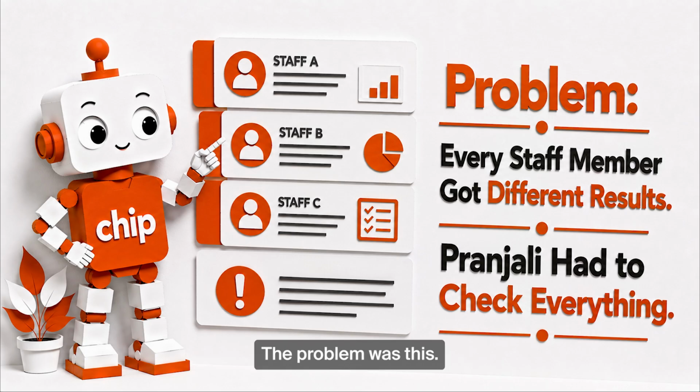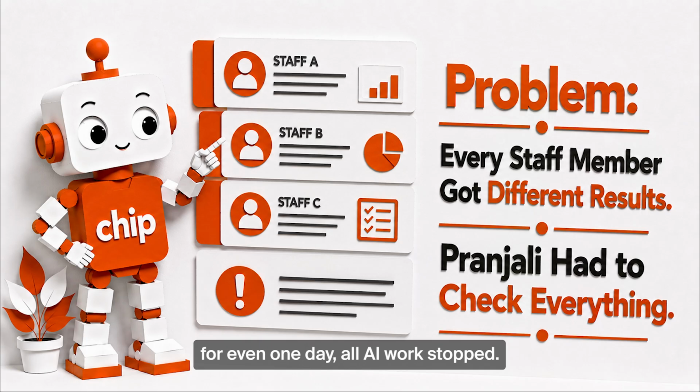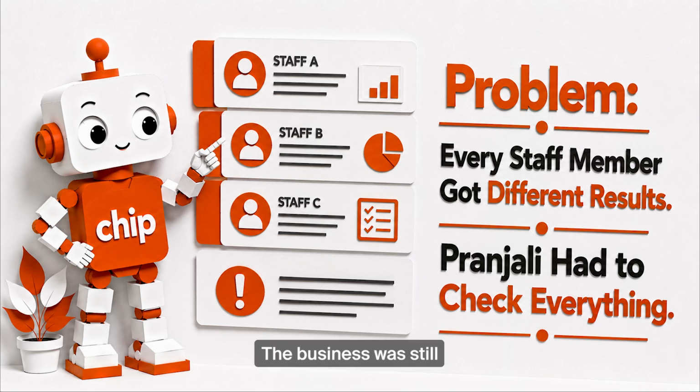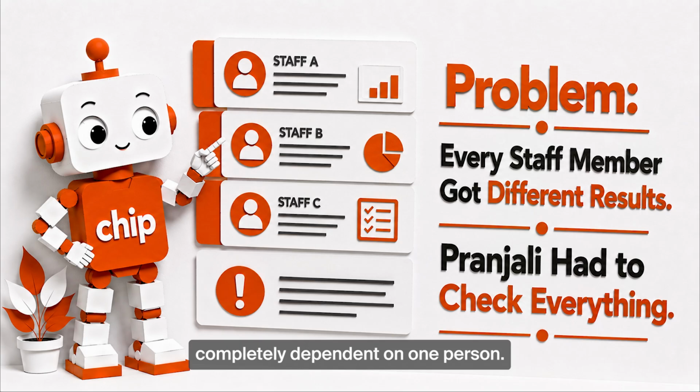The problem was this. Every time a different staff member used Copilot, they got a different result. Some messages were too formal. Some were too casual. Some had the wrong discount. Some missed the product name. Pranjali had to personally check every AI message before it went out. Her staff had stopped using Copilot on their own because they were not confident. And if Pranjali was away for even one day, all AI work stopped. The business was still completely dependent on one person.